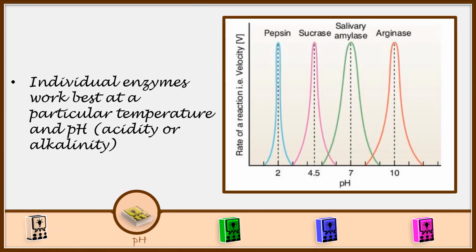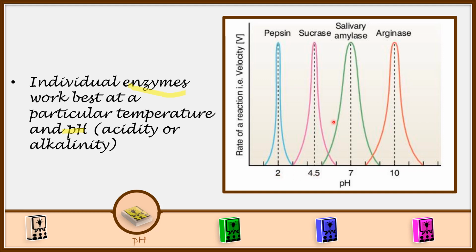Individual enzymes, as we have already seen, work best at a particular pH, which is acidity or alkalinity. Now, when you look at our graph here, this is the rate of reaction and this is the pH. We have different enzymes here, and they are working at different pH. You can see here we have pepsin. Pepsin works best at the pH of 2.